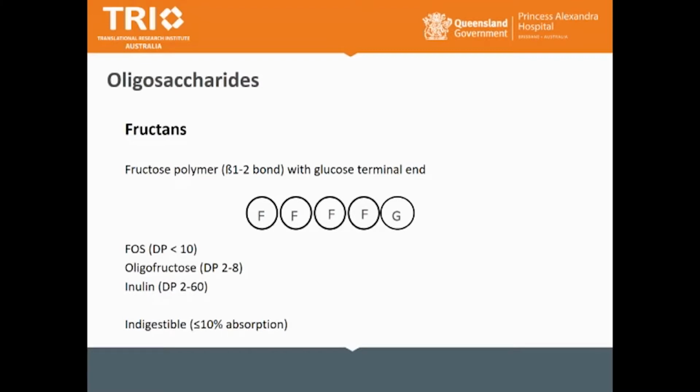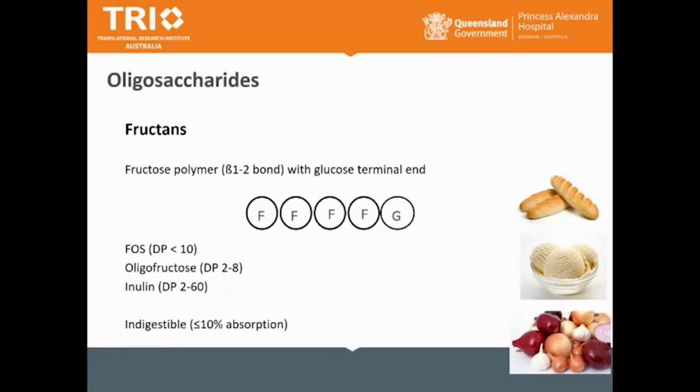So looking at each of the different FODMAP carbohydrates in a bit more detail, first of all, the oligosaccharides. These are short chains of carbohydrates. Fructans, first of all. This is a fructose polymer with a glucose terminal end. You can see there's a number of different types of fructans available in the food supply with varying degrees of polymerization. But overall, the important thing to understand here is that we can't digest these carbohydrates. We don't have the enzyme to digest the carbohydrate and therefore absorb it into the bloodstream. So most of it ends up in the large intestine and becomes available there for the bacteria to ferment.